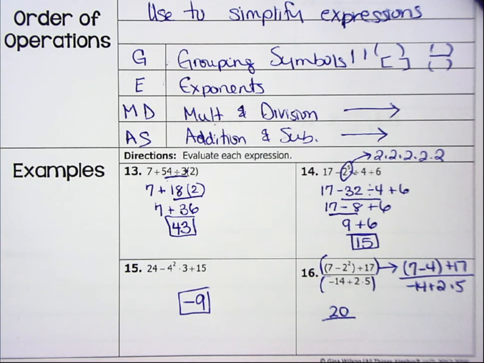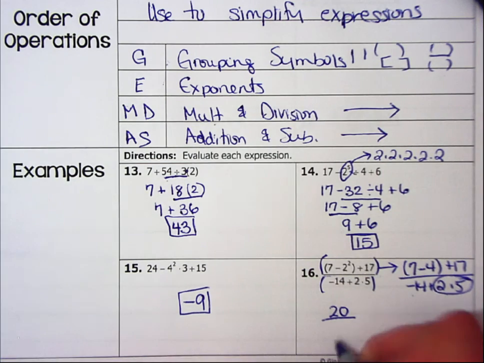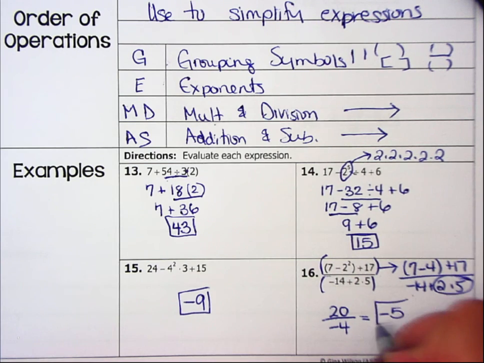On the bottom, we have addition and multiplication. So the first thing we have to do is multiply the 2 times 5, which is 10. And then we have -14 plus 10, which gives us a -4. When we divide, we end up getting a -5.